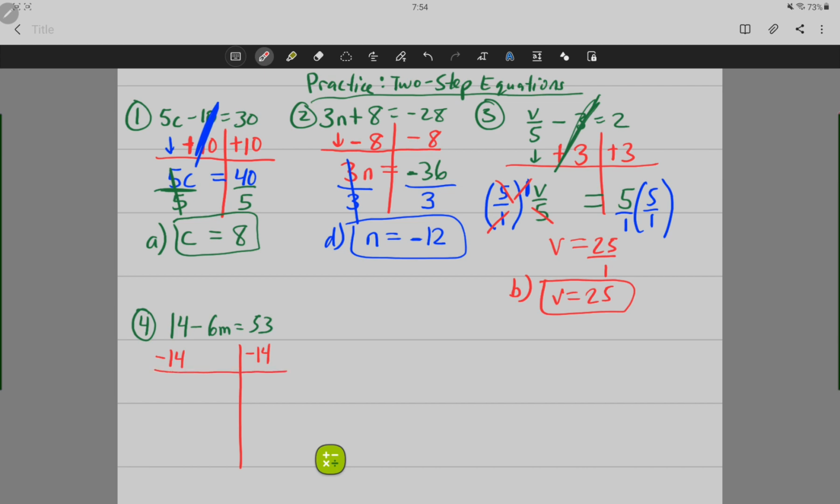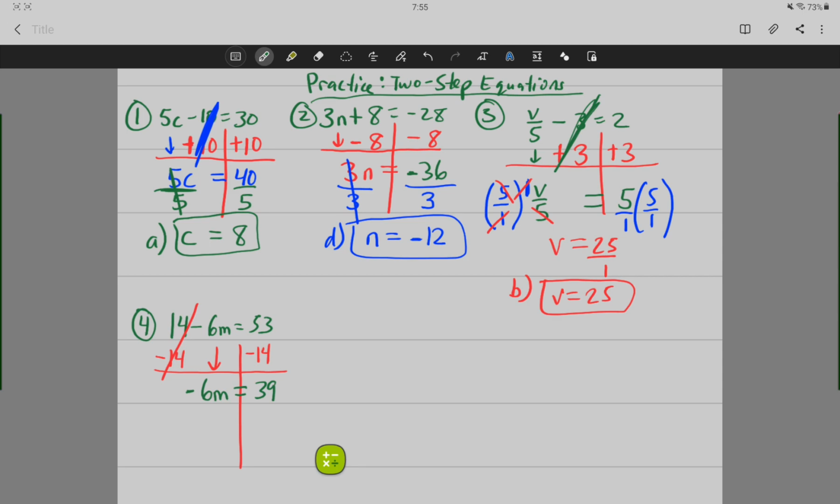14 minus itself is 0. Don't put 0, just cancel them out. Bring down our, now be careful. Remember the problem said 14 minus 6m. So we're treating that as a negative 6. So don't just bring down 6m because your answer is going to be incorrect. Bring down that negative. It attaches with the 6. So the coefficient is actually negative 6. So negative 6m equals, now 53 minus 14 gives us 39. So this is where we're at now.